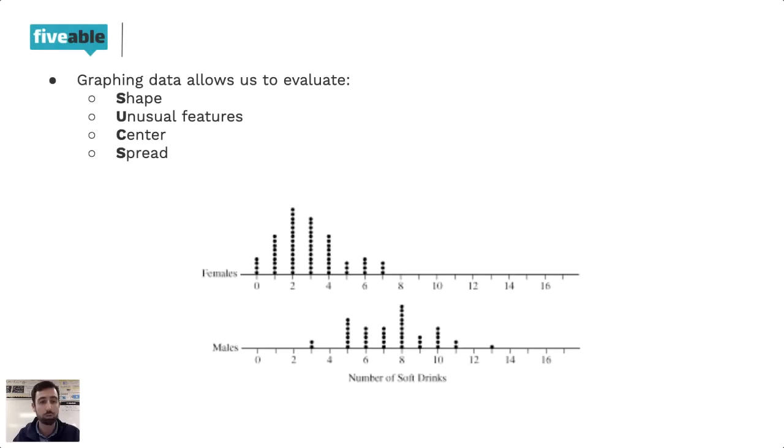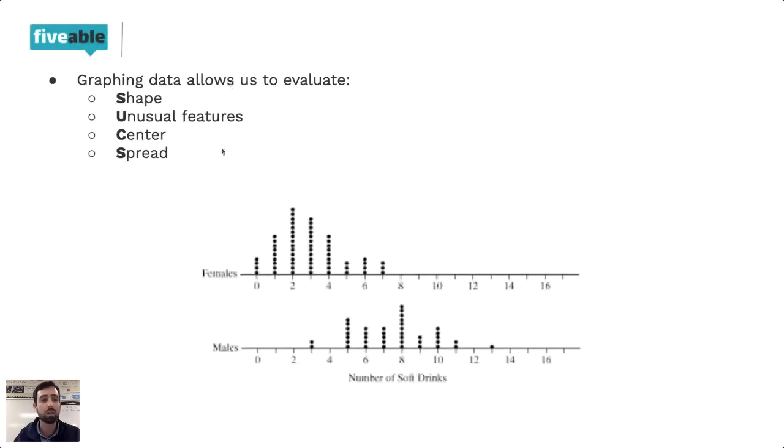For shape, we use a couple different ways. We talk about skewed, either left or right. We talk about symmetrical. We have some other shapes, but we don't really use them too often. But just in case, we have uniform, bimodal, and multimodal. Those are different ways that we can describe the shape of a univariate distribution as well. But for the most part, skewed right or left and symmetric are what we're going to use.